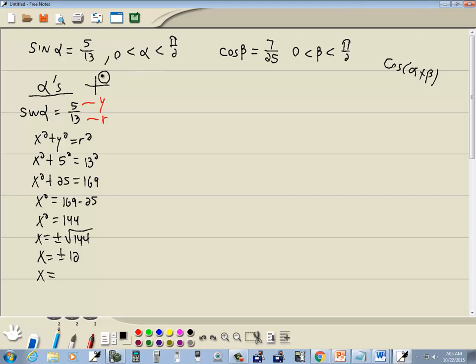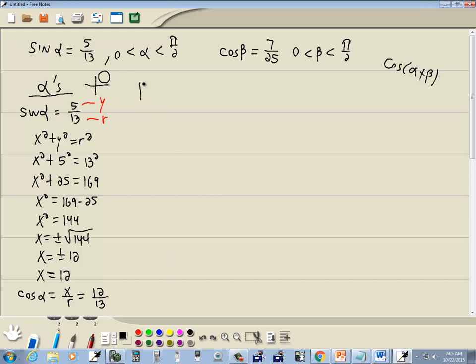But again, we're talking in the first quadrant, and x is positive in the first quadrant, so x is going to equal 12. So then, to find our other trig function, since we're given sine, cosine of alpha is going to equal x over r, which is going to equal 12 over 13.